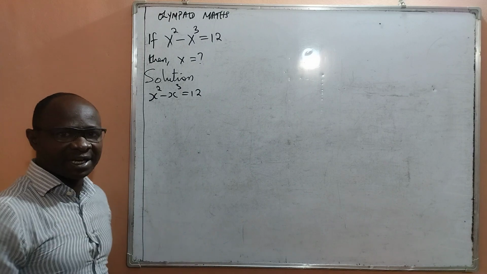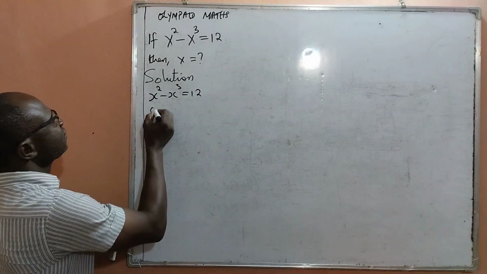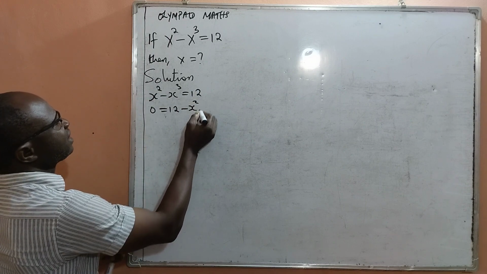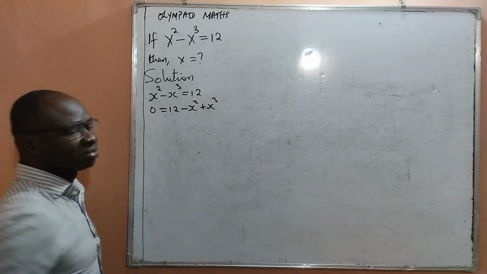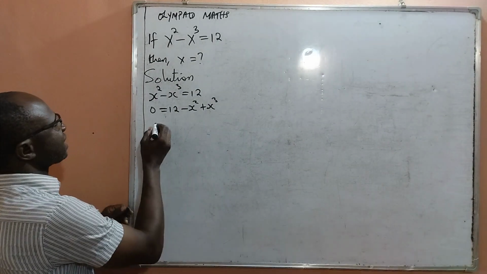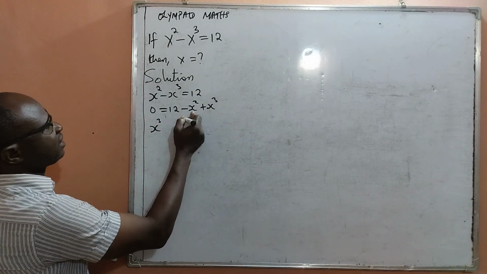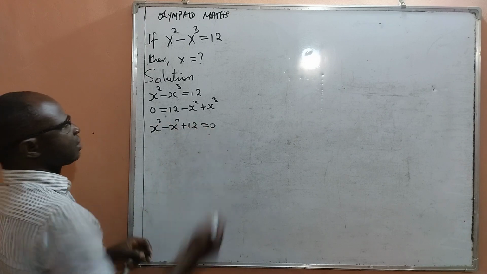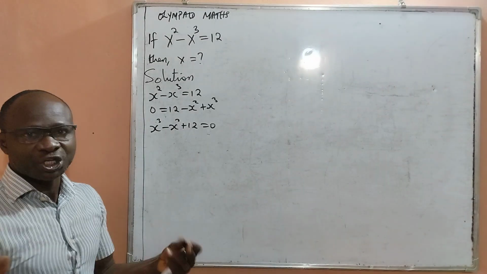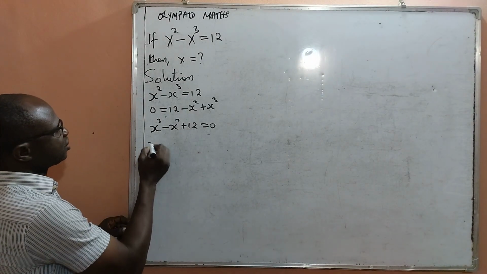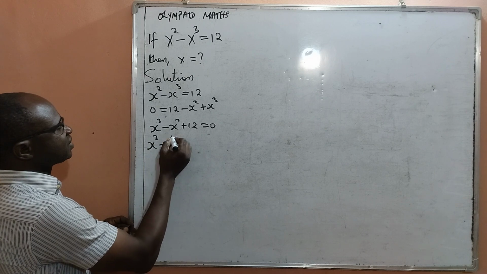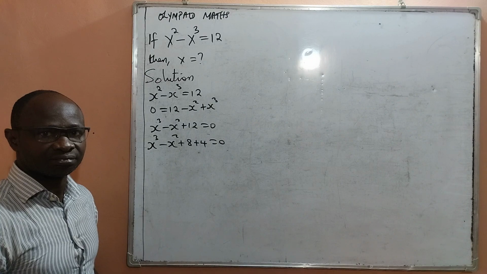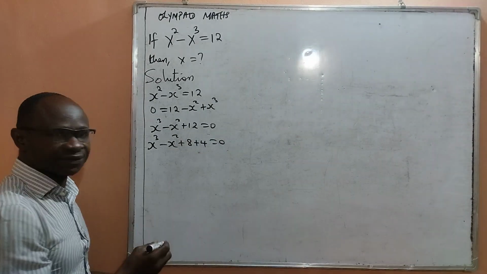I will move everything from the left to the right hand side so that I will have 0 is equal to 12 minus x squared plus x cubed. Rearranging it, I can have it as x raised to power 3 minus x squared plus 12 is equal to 0. At this point, I can write it also as x raised to power 3 minus x squared plus 8 plus 4 equal to 0, because 8 plus 4 is 12.